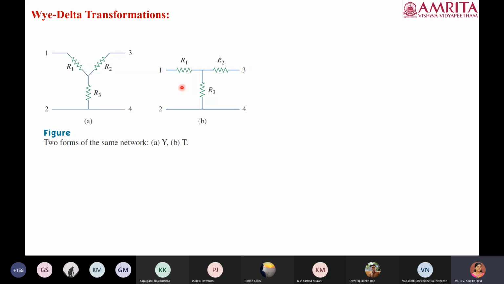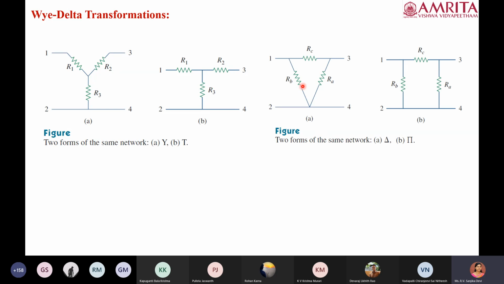So this is one type of configuration which is quite prominent in circuits, and similarly we have the next one, which is called the delta connection. Either it looks like the form of a delta, or the same configuration can be redrawn in this way, and here we call this a pi connection, because it resembles the shape of a pi. However, both represent the same thing. Quite prominently, these two are called Y and delta connections, or star and delta connections.